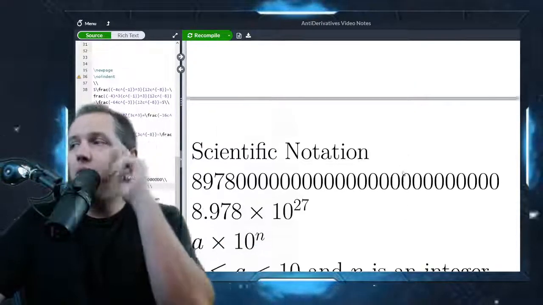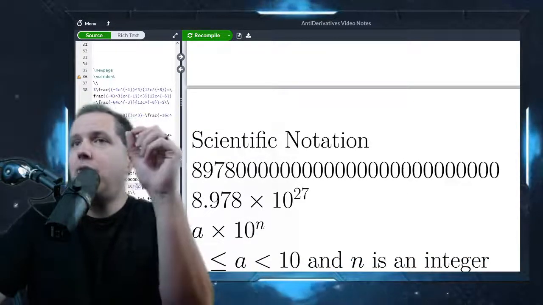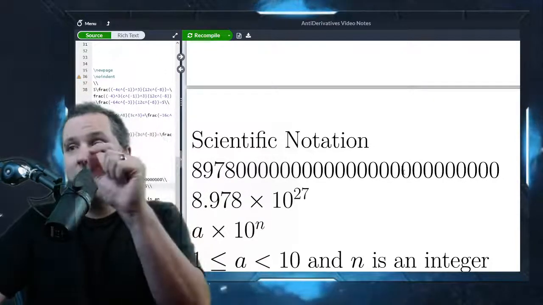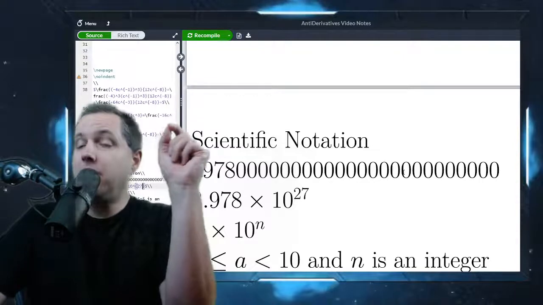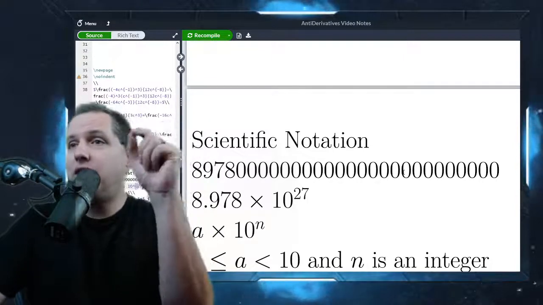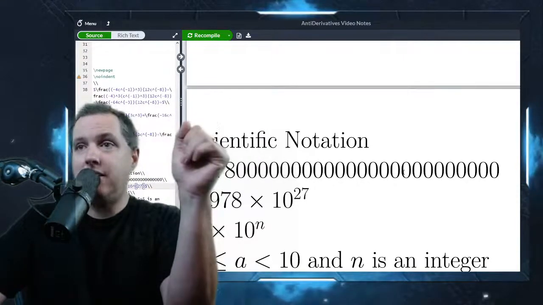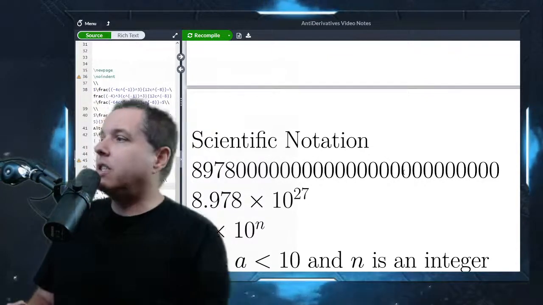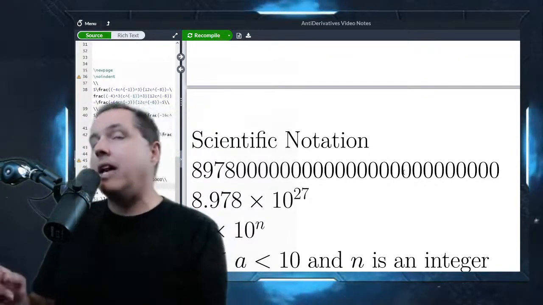What we're going to start off with next time is how to do operations in scientific notation. Because the truth is, operations in scientific notation, at least multiplication and division, are actually pretty easy. Not very hard to do. So we'll take a look at that next time.